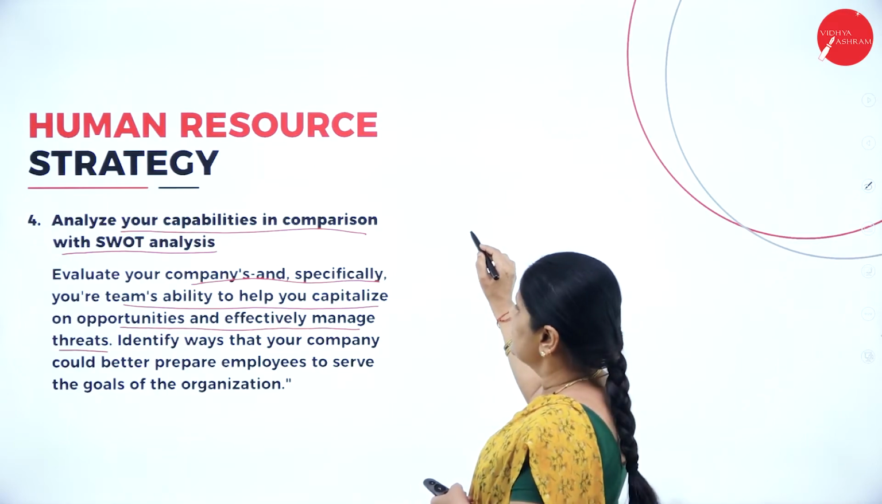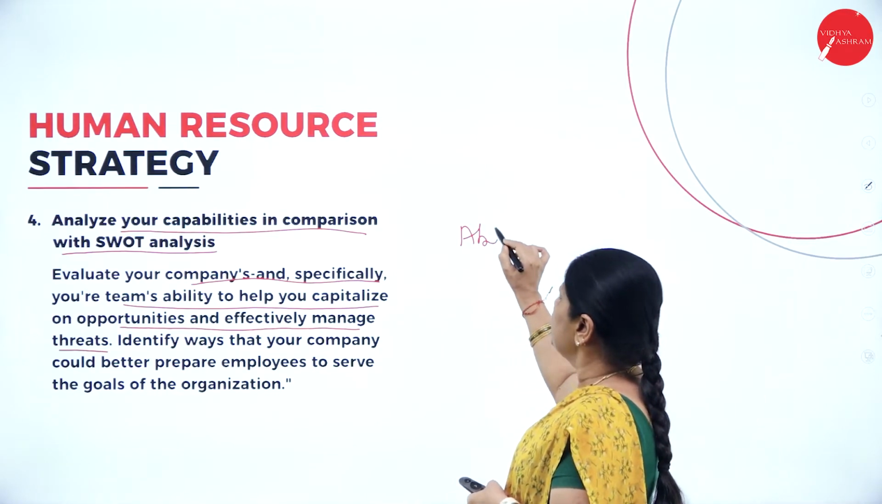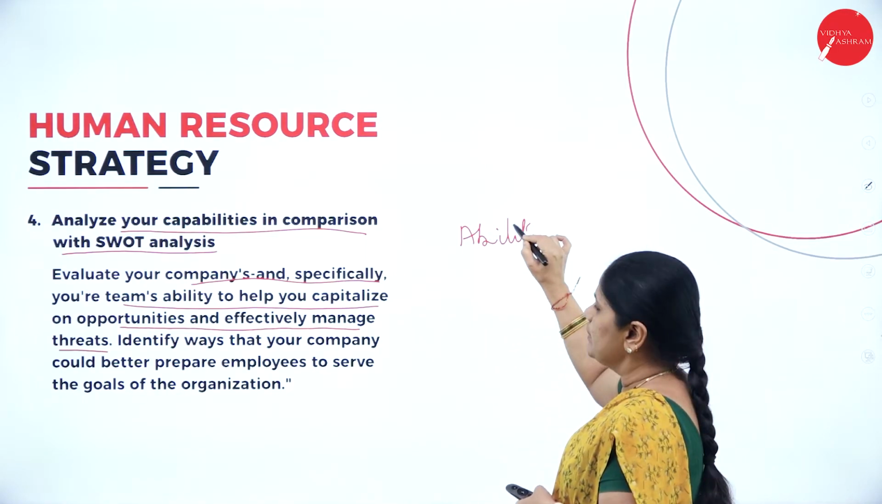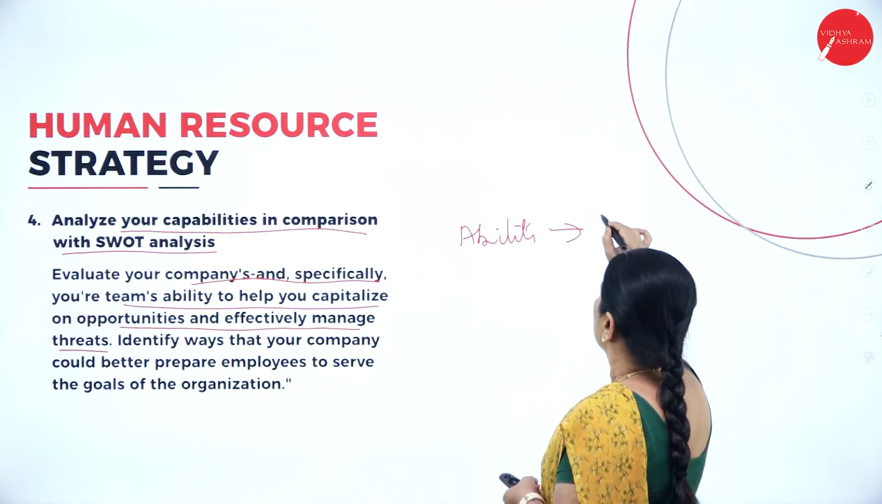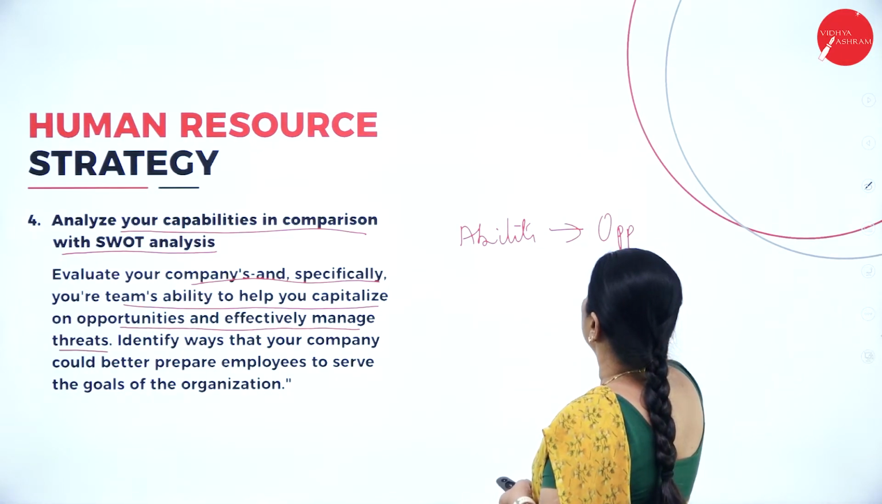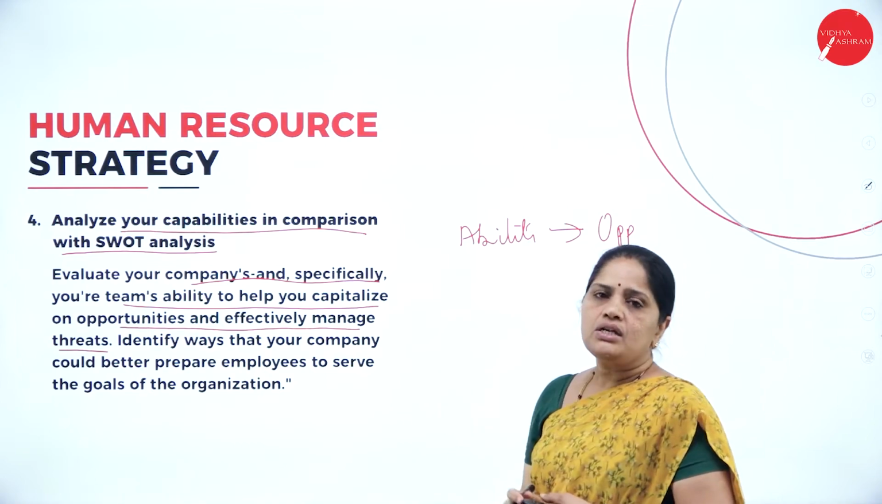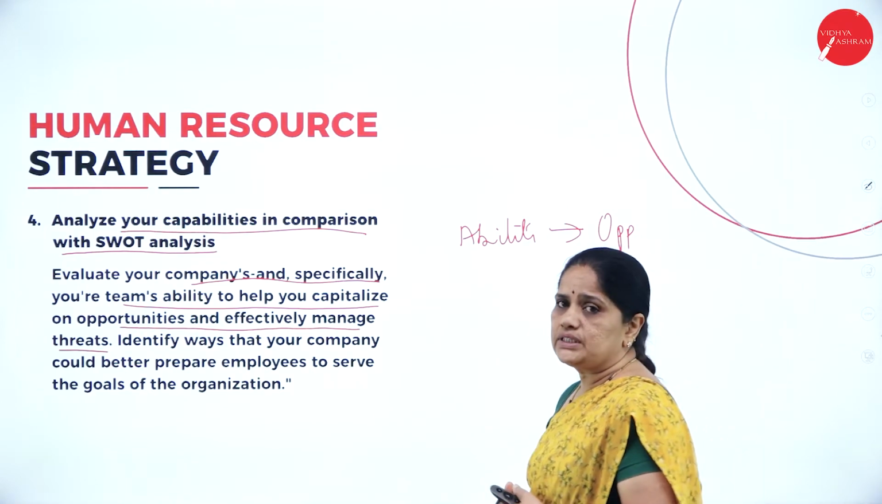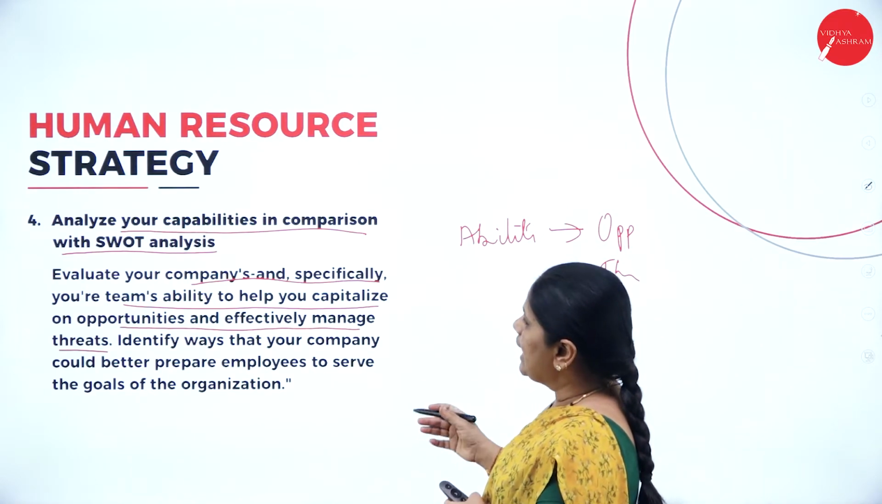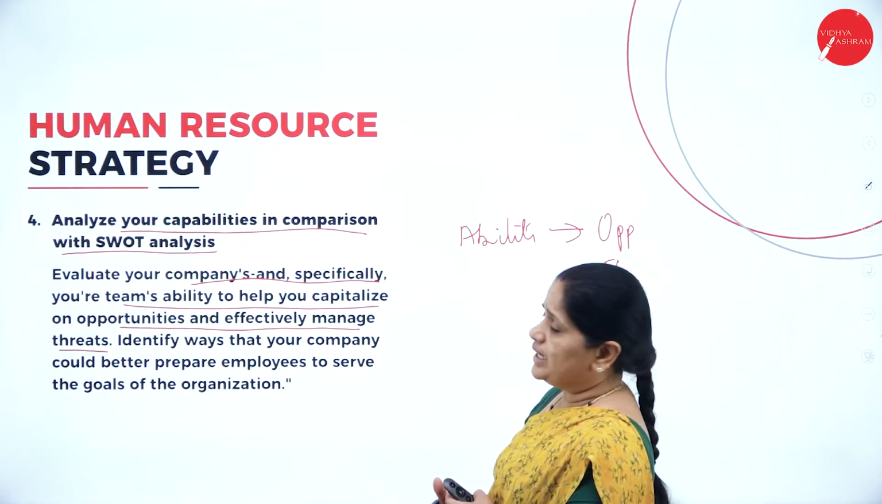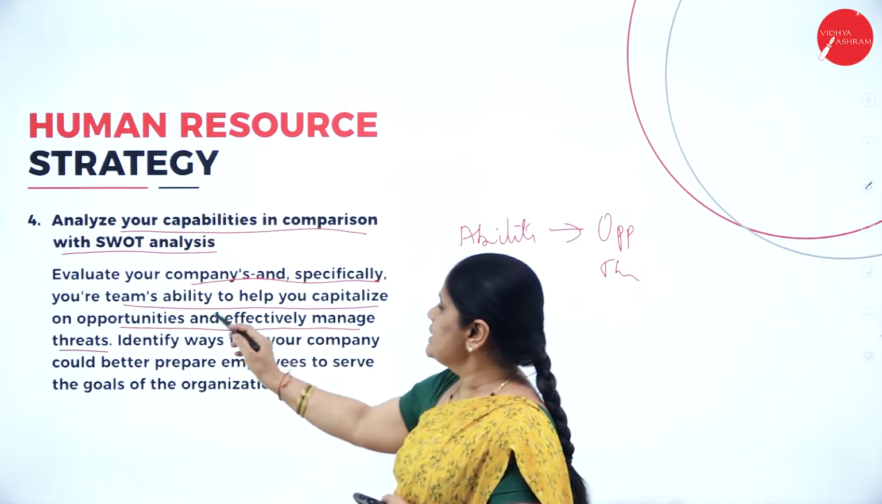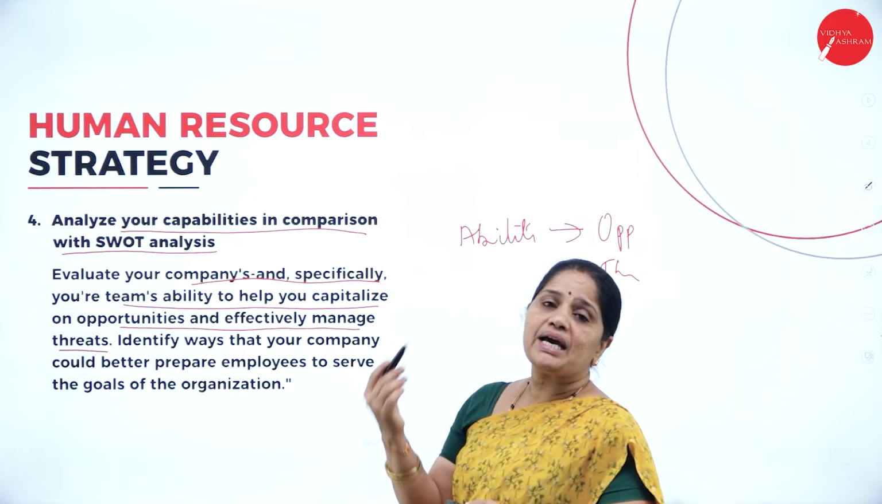Now, what is the ability of the team? You just match it with the opportunities and threats. So, what is the actual strength of the team? Then you can see how you can make use of the ability to capitalize on the opportunities and effectively manage the threats.